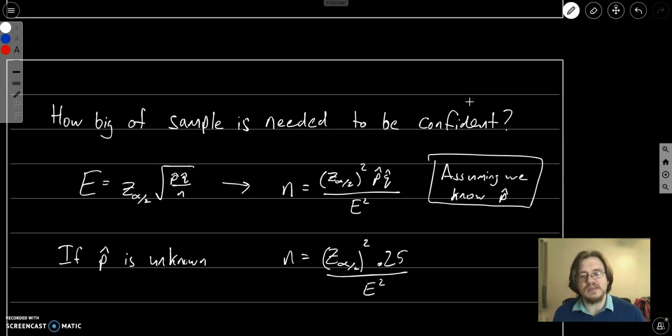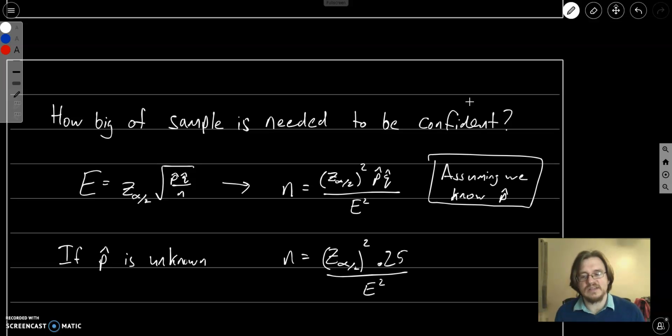But this assumes that we know p and q. So p here, p hat, is the proportion in the sample that satisfies the criterion. So this already assumes that we know the percentage in our sample. But we haven't taken the sample yet. So this p hat, we can estimate a value for p hat, which we think is going to be close. So we sort of guess, and then we calculate how big of a sample we would need based on that guess.